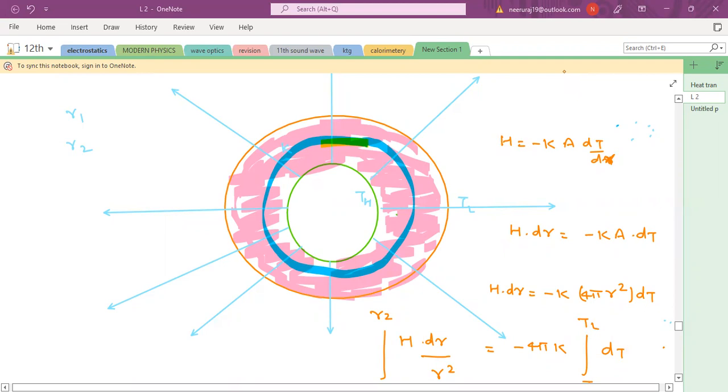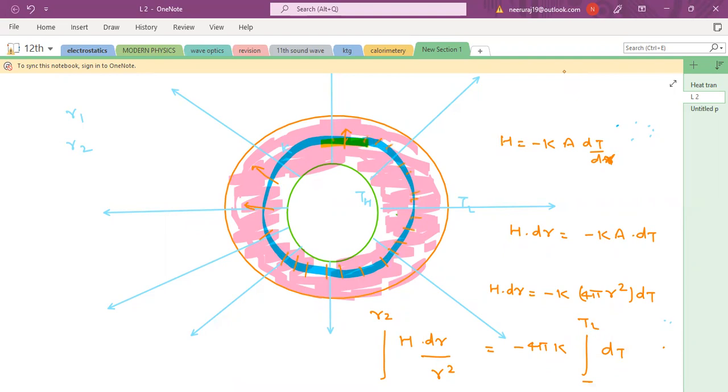So first you need to write the perpendicular area of the current flow. This is the area, and as you move outside, this area is continuously increasing, so we'll use a differential formula. H equals minus K dT by dr. But H throughout the sphere will remain constant. So whatever current flows in any cross section, the same current will flow throughout the complete sphere.